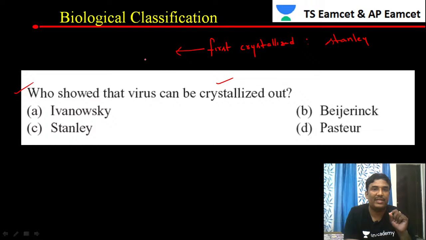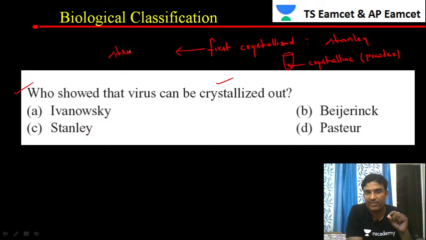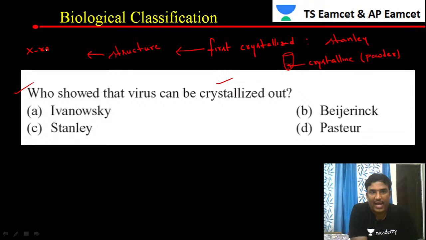Why we have to crystallize the virus: just now we were discussing that in a test tube we take the virus and convert it into powdery form. The powdery form of the virus is called the crystalline form. Why crystallize it? To study the structure. The structure of any protein can be studied when it is crystallized, using a technique called X-ray crystallography. So we first crystallize the virus to study its structure by X-ray crystallography.